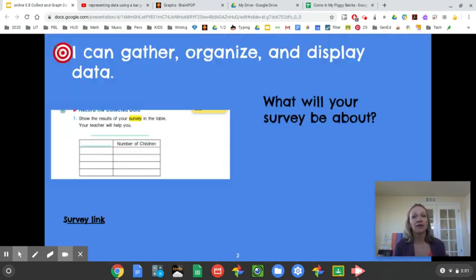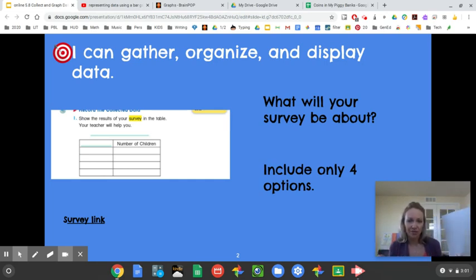So before you begin, I want you to think about what is your survey going to be about? What is it today that you would love to graph? The next thing that I want you to understand is that for the graph that's provided for you on the sheets on your homework page, you are limited to 4 options. Just like I said, I'm going to be including these sheets. You can also download them from the internet or you can create your own.